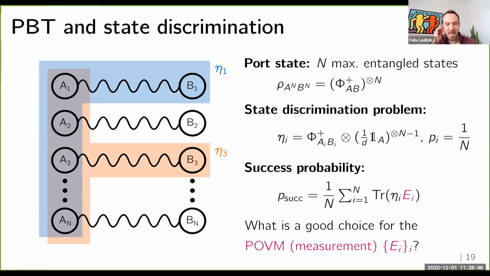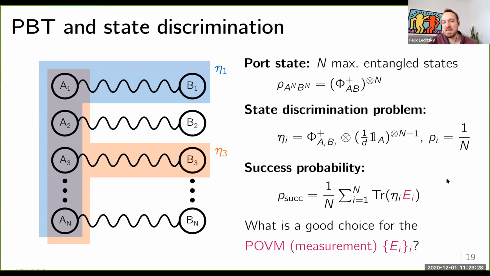Okay. So we have this connection between port-based teleportation and state discrimination. As a reminder, we're in a situation where the port state consists of n maximally entangled states. So this is this state here. And then in a state discrimination problem, we want to distinguish these states A to I, where each consists of all of the A systems and Bob's ith system. So if you trace out the B systems, then you will get this form here. So this is a state that's maximally entangled between A_i and B_i and completely mixed on all the other A systems. And we have these uniform probabilities.